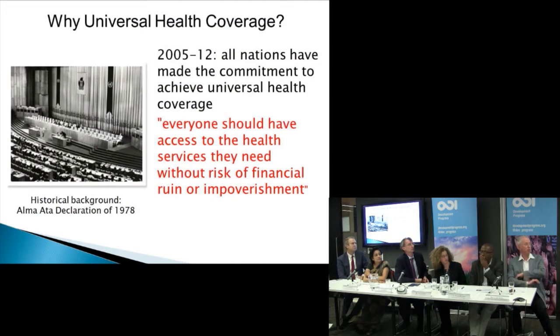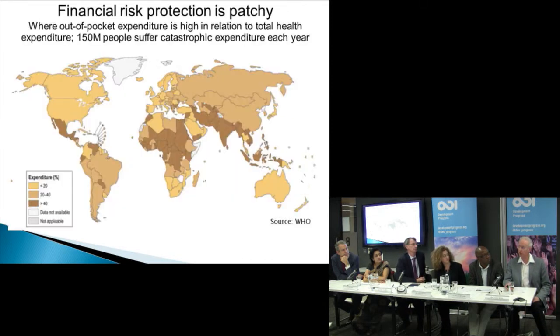Between 2005 and 2012, essentially all nations have made the commitment to achieve universal health coverage, which can be defined as on this slide, with a particular emphasis really on avoiding the risk of financial ruin or impoverishment from accessing effective health services. So we've seen quite a major political transformation around universal health coverage.